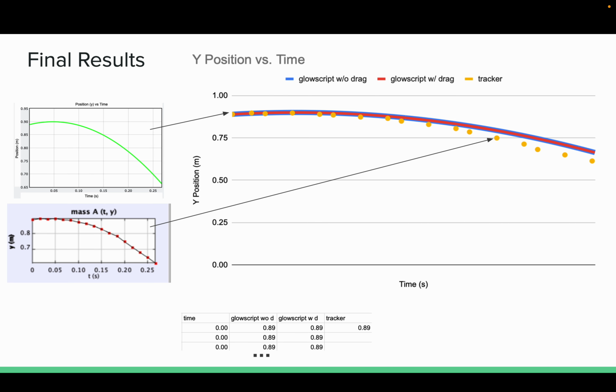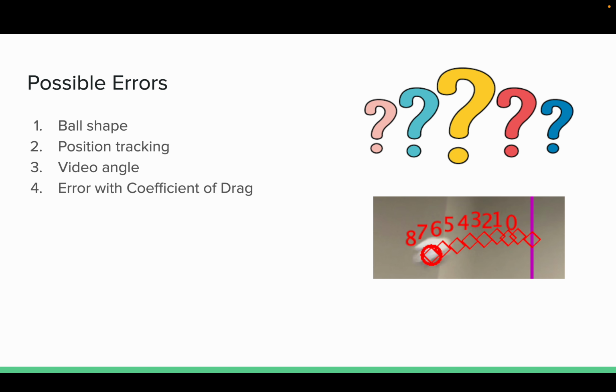So here are my final results, where I combined both of these charts onto one. Blue is my GlowScript model without the drag, red is my GlowScript model with the drag, and then yellow here is from Tracker. And then here's a small sample of some of the data I used in order to create this chart. You can see it's pretty similar. Each of the lines are all pretty close to each other. So my model did pretty well.